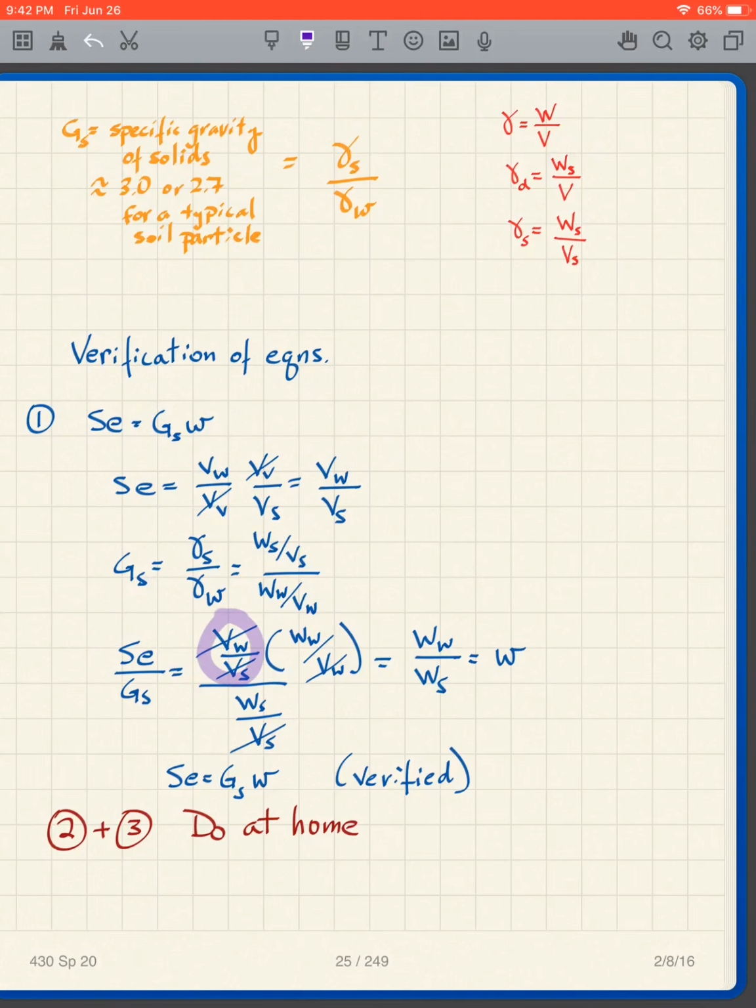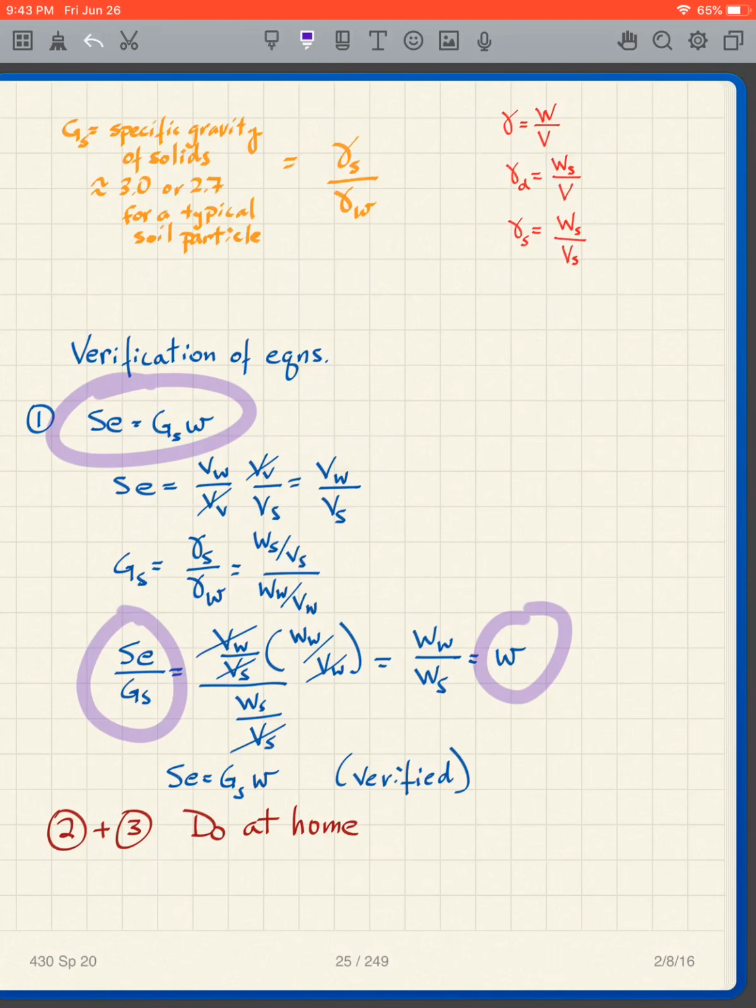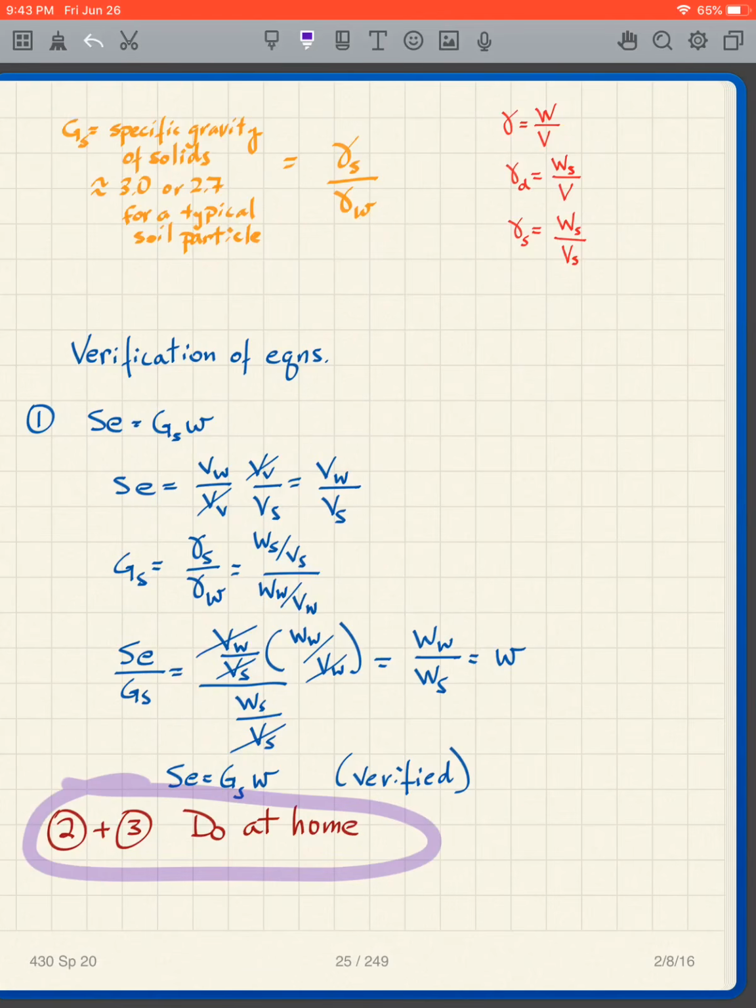And the G sub S is weight of the solids over volume of the solids, divided by that. So this term represents G sub S in the denominator. And you can see there's a lot of cancellation. We get weight of the water over weight of the solids, which is small w, which is water content. So I get that S times E over G sub S is equal to W, which is that equation. So that verifies that equation. I'm just going to give you equation 2 and 3. Do the same sort of thing. Just make substitutions and you'll get a lot of cancellation, and just do those at home.